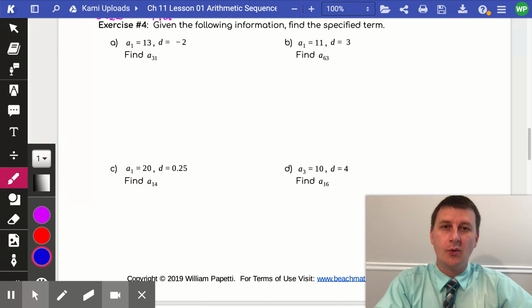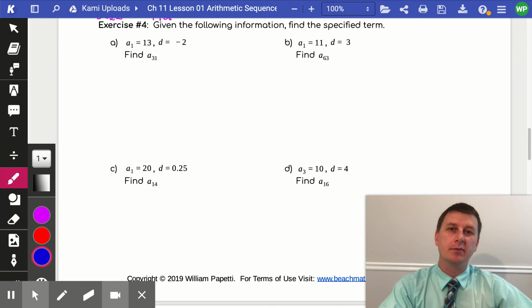We're looking at the 11th chapter of this workbook, and if you don't have the workbook, that's fine. It's great to have you here watching this video for exercise number 4 on arithmetic sequences. So at this point, we've determined what an arithmetic sequence is and how to set it up. Now in exercise number 4, we're given some information and we need to find the specified term.